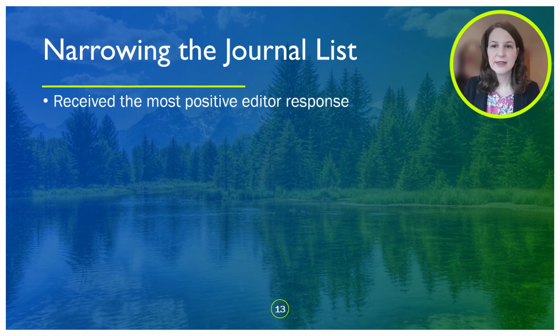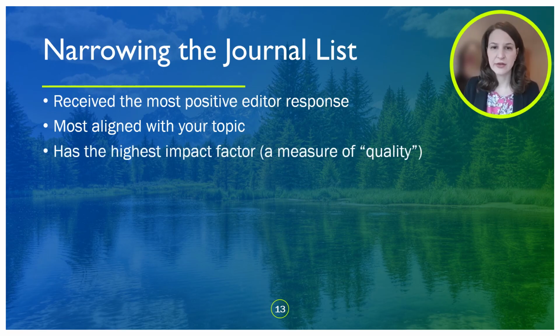One option is to submit to the journal where you receive the most positive response. Recall from the matrix there was one journal where the editor was very interested. This would likely go to the top of my list. You can also rank the journals based on which ones you feel are most aligned with your topic. Or you may consider the journal's impact factor in your ranking. This is a calculation that measures the average frequency that articles published in that journal were cited. Essentially, this is a proxy measure of the quality of the journal.